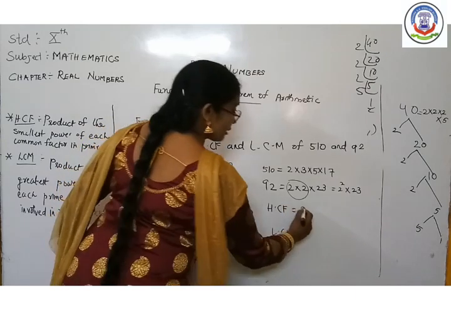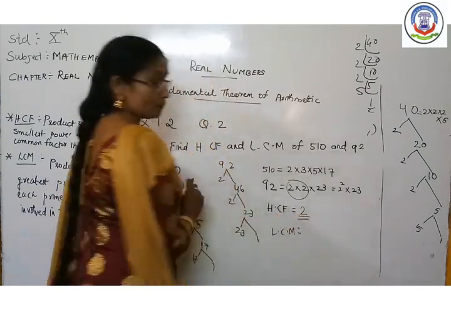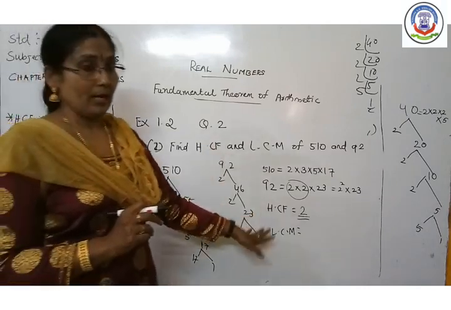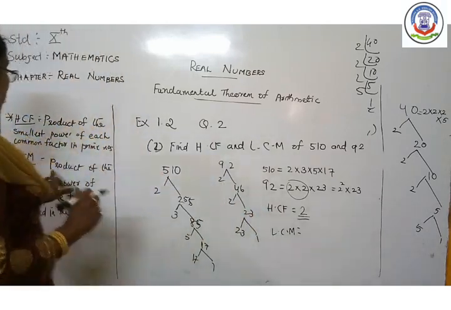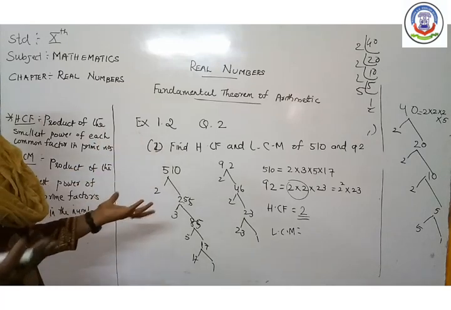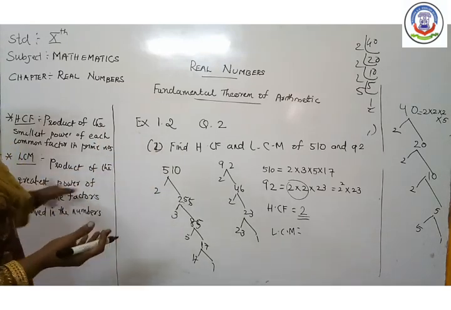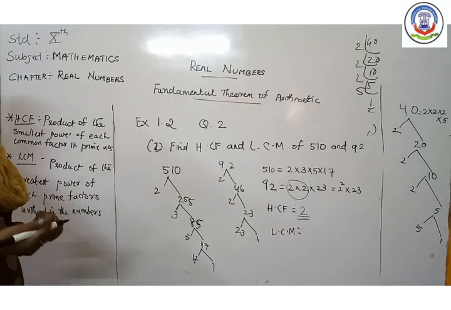So what can you write for the HCF? HCF is equal to 2. Clear, children? Now come to the next, LCM. LCM means you have to take the product, maybe of many prime numbers, the product of the greatest power of each prime factor.